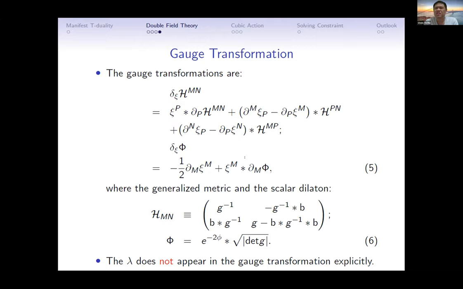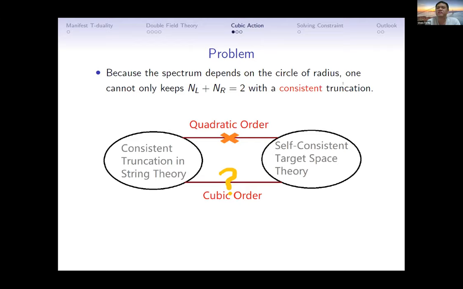Because the spectrum depends on the radius of the circle, one cannot keep only N_L plus N_R being two as a consistent truncation. Now the question is whether the consistent truncation in string theory affects whether we get a consistent target space theory or a gauge invariant target space theory. At the classical order, the answer should be no, because it is just a free state.